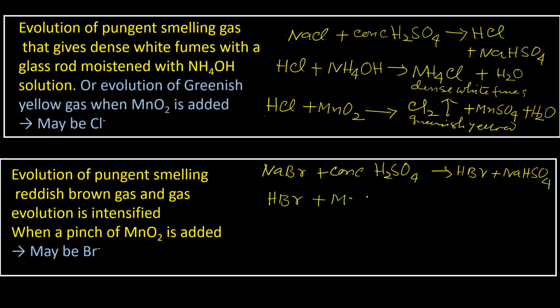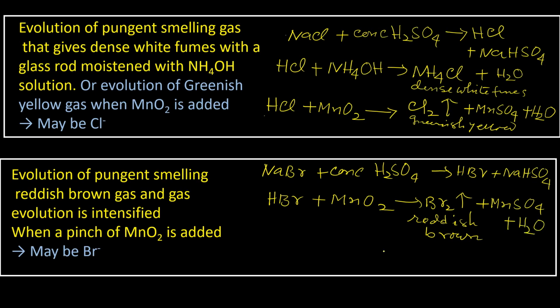Now HBr is a little bit reddish brown, but if you add manganese dioxide to hydrogen bromide, then more vigorous oxidation will take place. Then bromine gas will evolve. This is your reddish brown gas. Okay. Plus here sulfuric acid is there, no? So manganese sulfate and water will be formed.